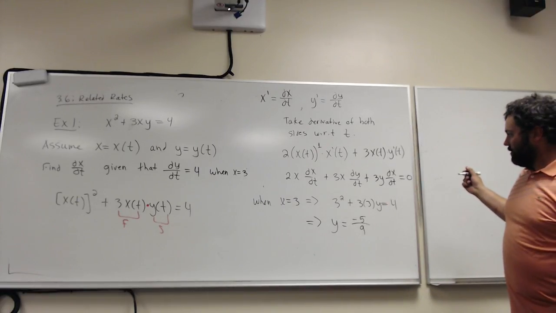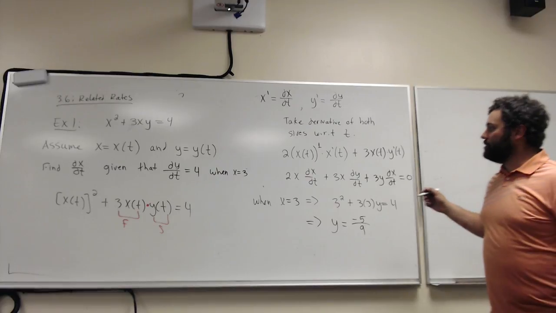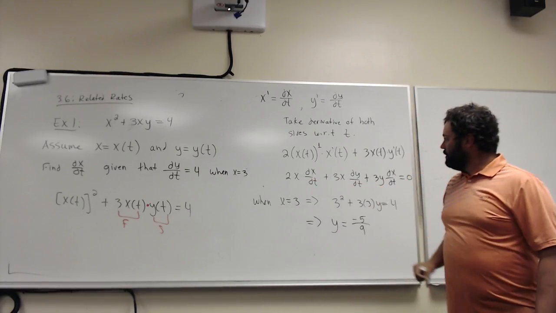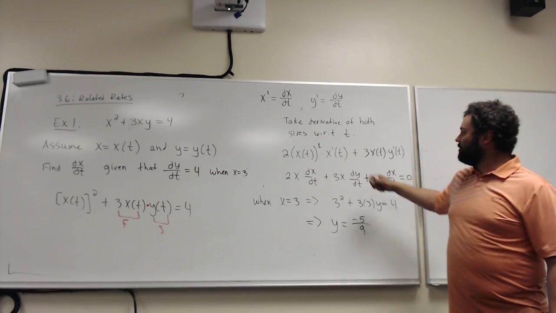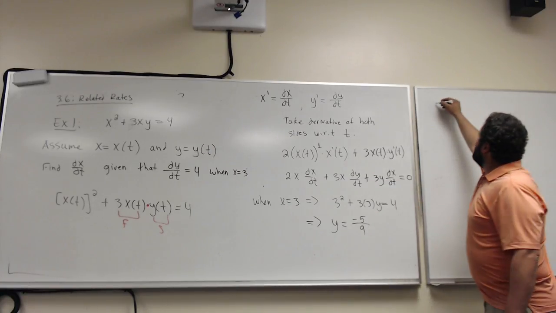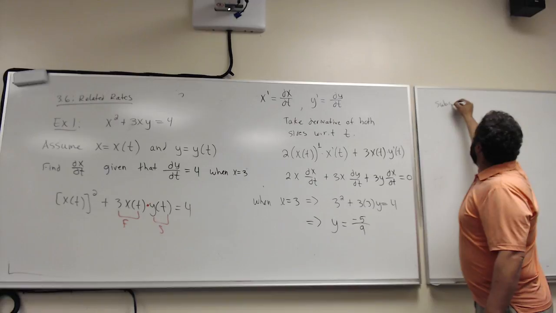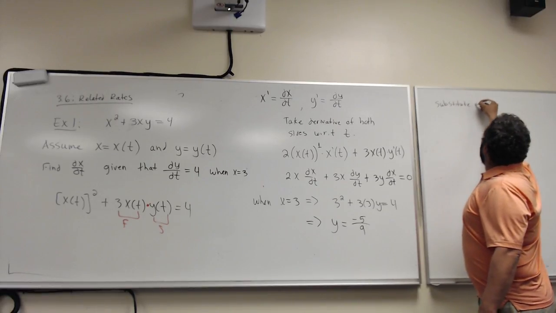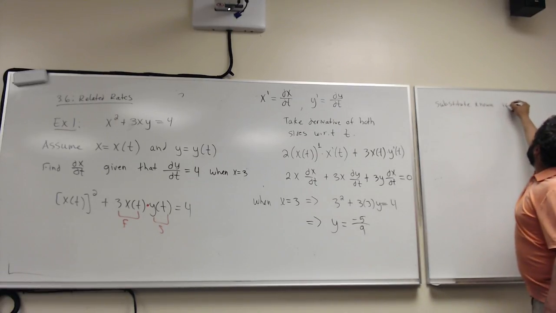Okay. And then let's see now. I'm going to plug all the known information in. I know x is 3. I know dy dt was 4. That was given. And now I know when x is 3, y is negative 5/9. So now I can substitute known values or known quantities.